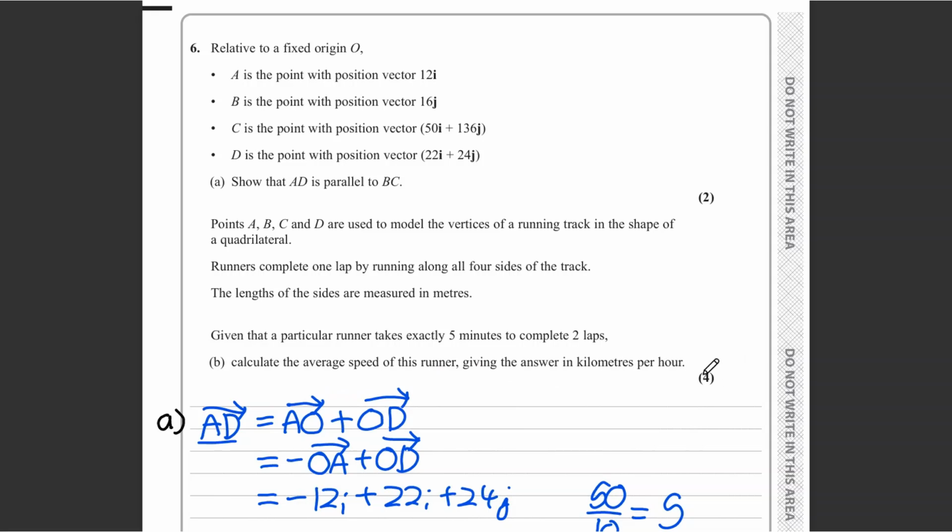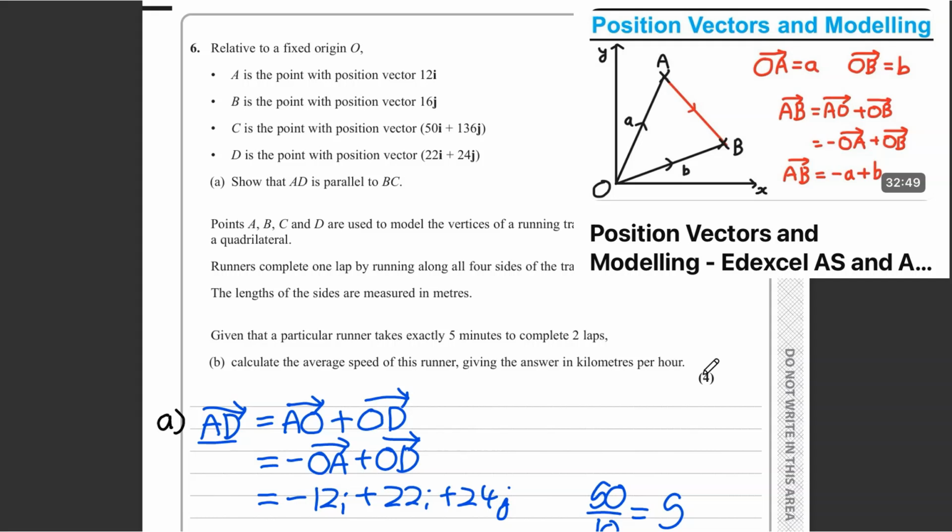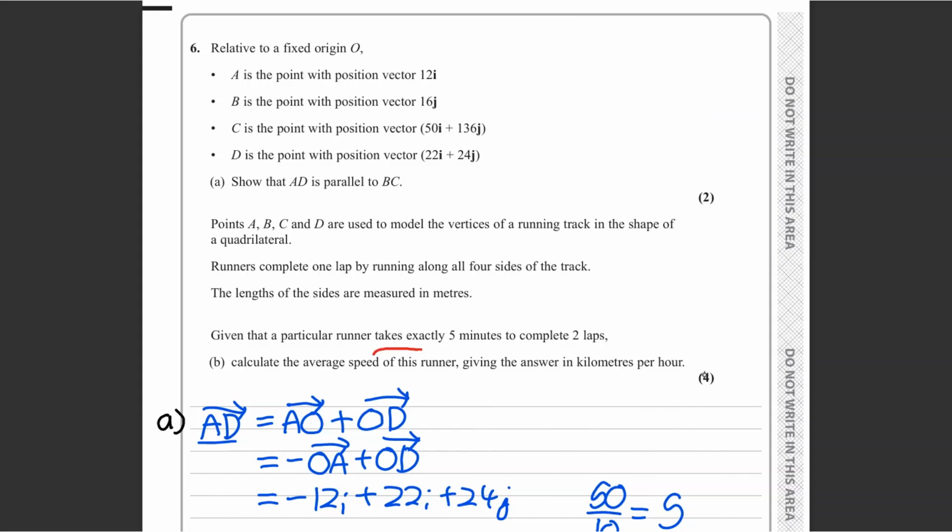So this is using vectors in a modelling sense. We're told about speed. Now remember the formula for speed. Speed is equal to distance over time. So we need to find the distance and the time in order to find the speed. Okay, so let's start with the distance.